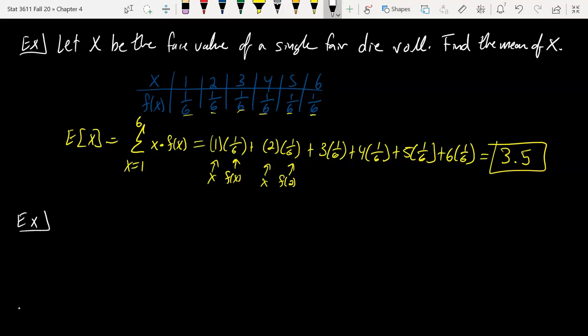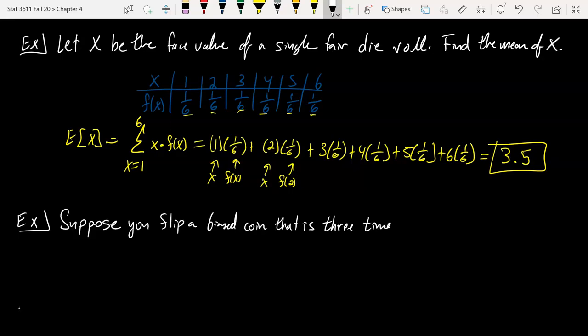Let's take a look at another example here. Suppose you flip a biased coin that's 3 times as likely to land heads as it is tails.